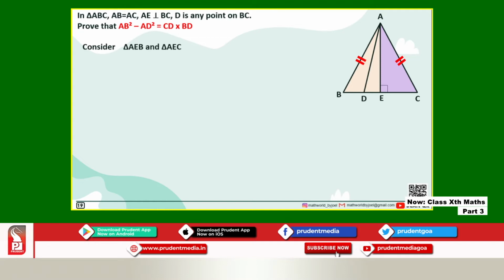So I have written that. Then E is perpendicular, right? So the point E was perpendicular to BC. So we can write angle AEB is equal to 90 degrees. Based on that, we can say that AE is perpendicular to BC.